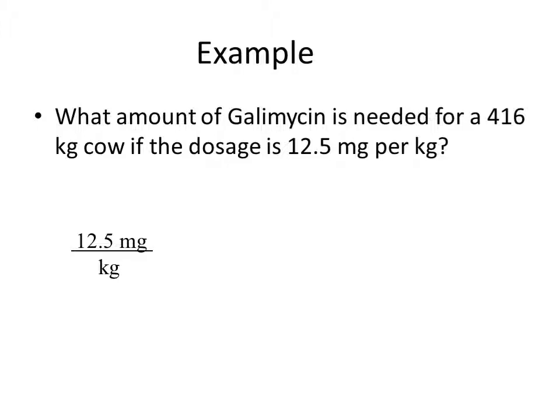Well, here's an example. It says, what is the amount of gentamicin that is needed for a 416 kilogram cow if the dosage is 12.5 milligrams per kilogram? The first thing we need to do is write down the dosage. And I want to emphasize this is not the only way to do a problem. You can do it other ways and get the right answer. But if you start with the dosage and write it as a fraction, if you need to, sometimes you don't have to write it as a fraction, but write your dosage first mathematically, and you will always end up with your units in the right place.